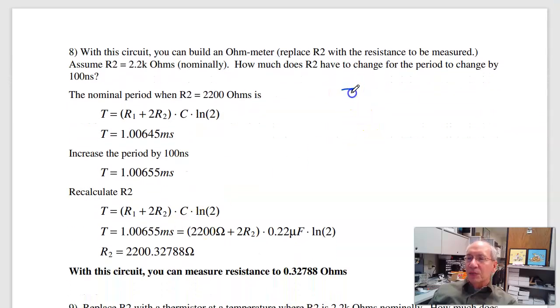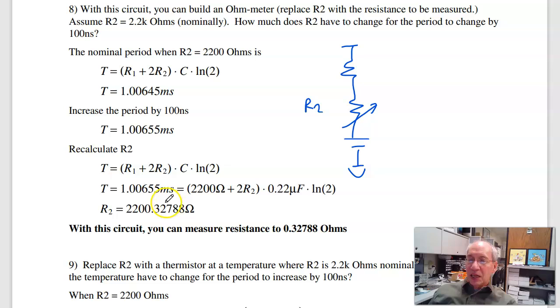If I take that resistor, so I've got this circuit on the left side of the 555 timer. If this resistor R2 varies, the time varies. How much can R2 vary for the period to change by 100 nanoseconds? So nominally, the period is 1.006 milliseconds. If I add 100 nanoseconds, it's 1.0065 milliseconds. Plugging that in over here, I know R1, I know C, I know log of 2, solve for R2. If R2 changes from 2200 ohms to 2200.32 ohms, I can see that. That causes the period to increase by 100 nanoseconds. Meaning, I can now measure resistance to 0.3 ohms. Now compare. Before I could measure resistance to 8 ohms, I can now measure resistance to 0.3.